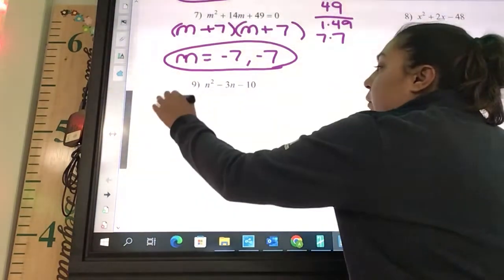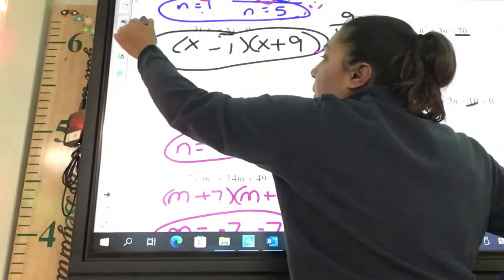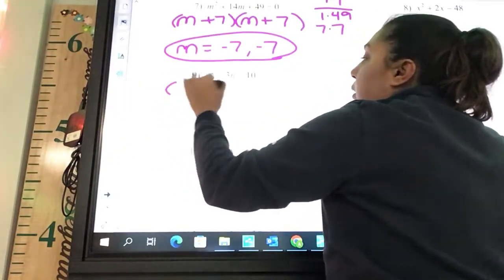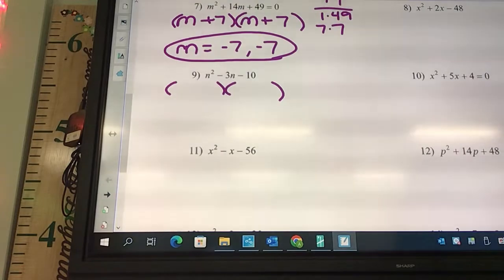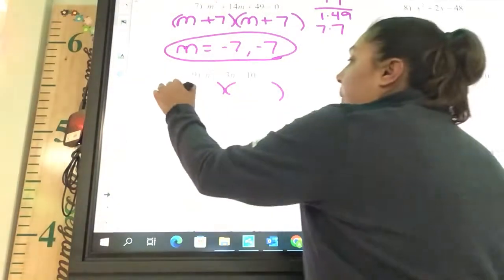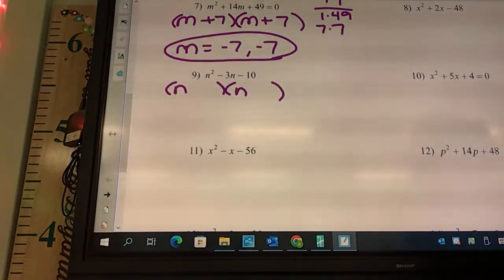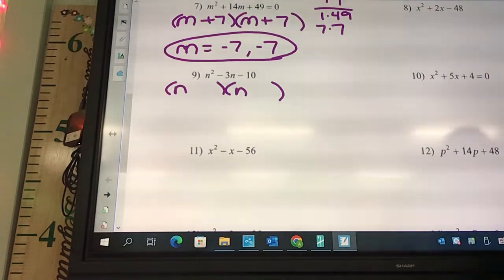Okay, 9. We're going to draw our parentheses. And then what? Draw the ends. And we're going to find a list of what number? 10. What's the first one? 1 and 10.